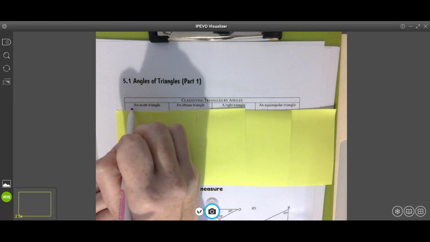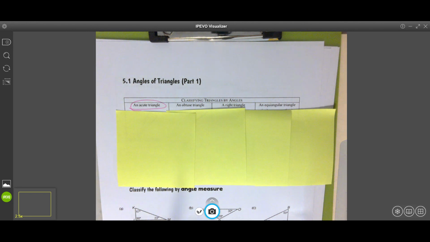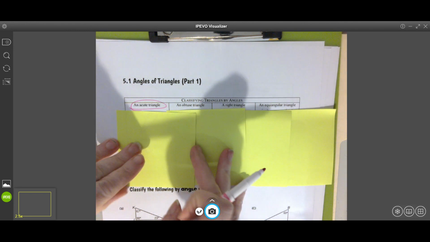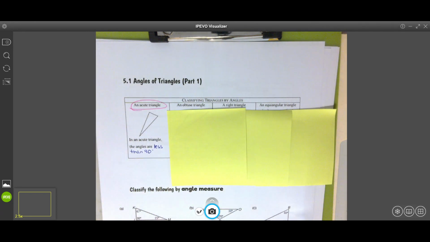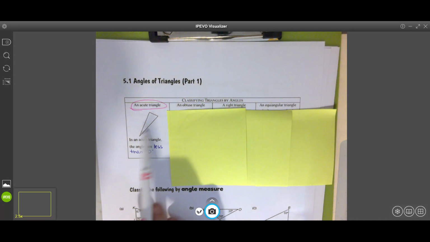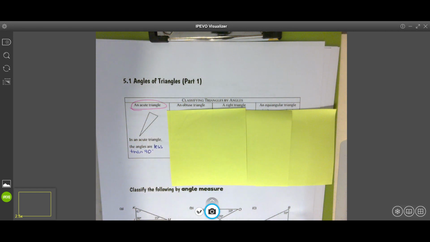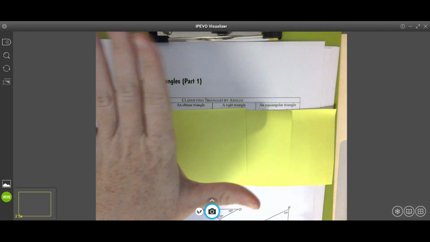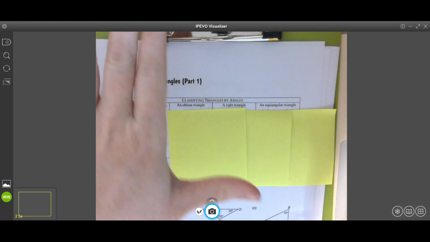The very first type is our acute triangle, and the definition of our acute triangle is that we're going to have all 3 angles less than 90 degrees. So you can see each one has a tiny angle. The way I like to think about this is my reference. And my reference is always going to be my hand, making that L shape.